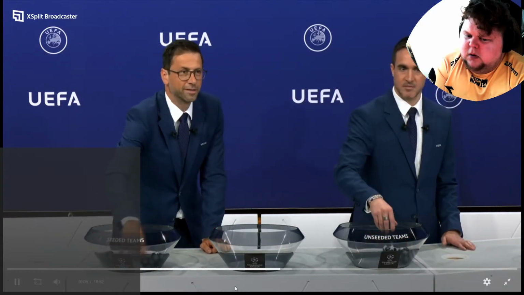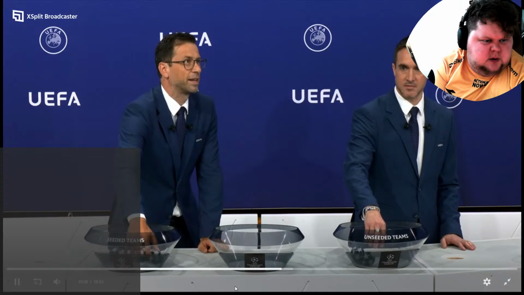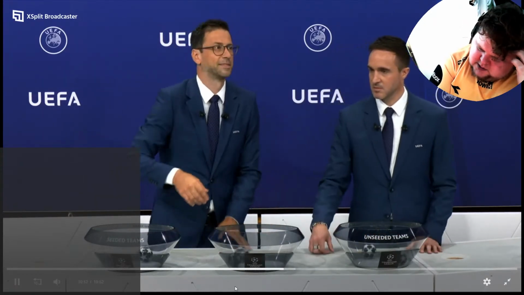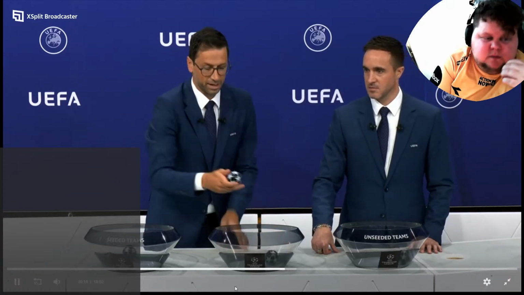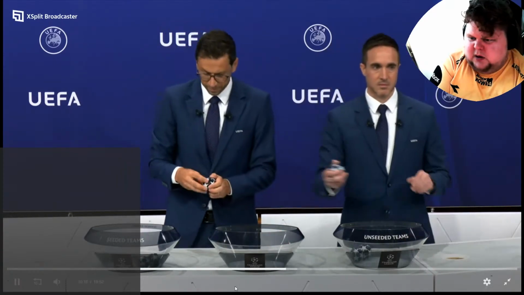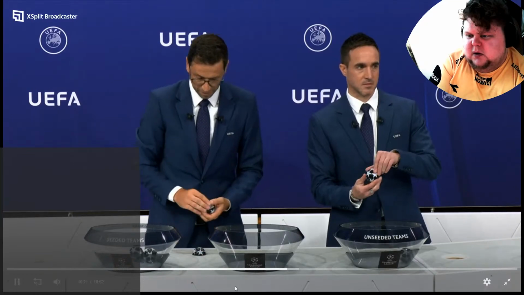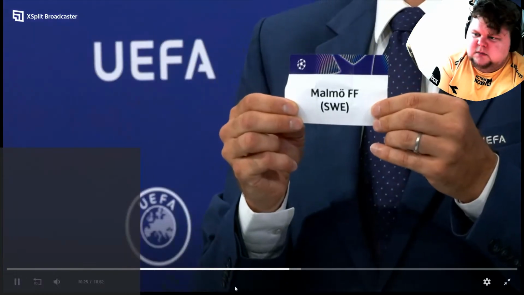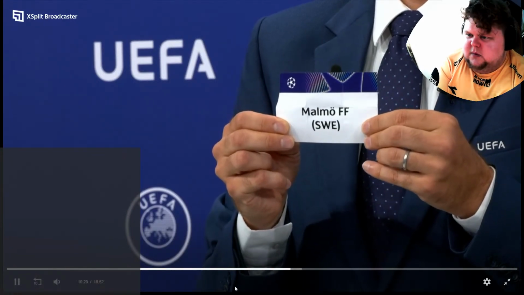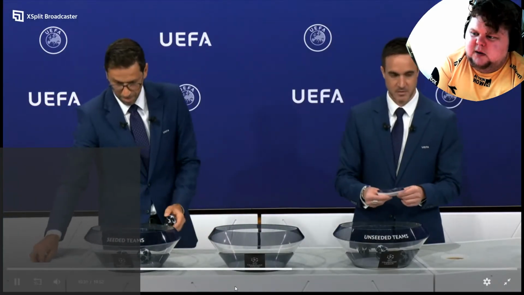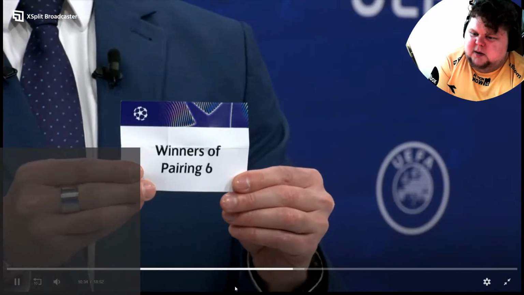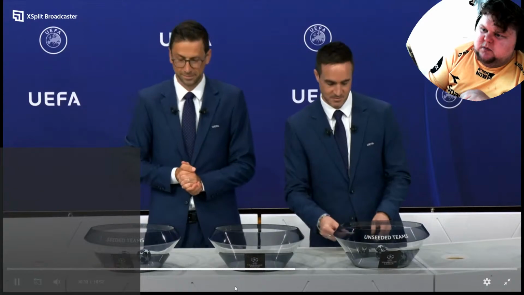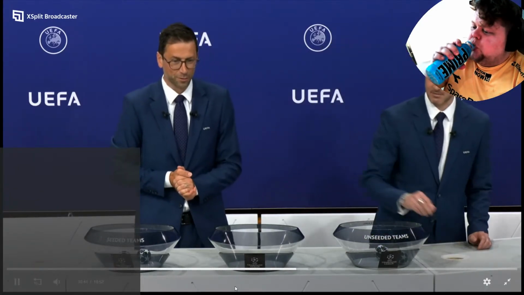We keep on. Many are keen on finding out their opponents. So let's have a look. And let's find out who will be next. And therefore playing the first leg at home will be Malmö FF from Sweden. And Malmö's opponents in this round will be the winners of pairing 6, so they will be playing either Kai Klaskvik or FC Differdange. So halfway through as well of Group 2.